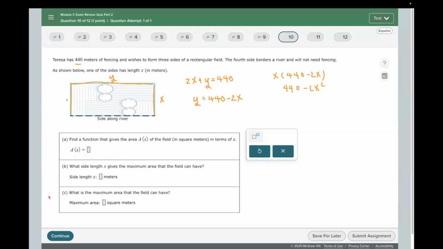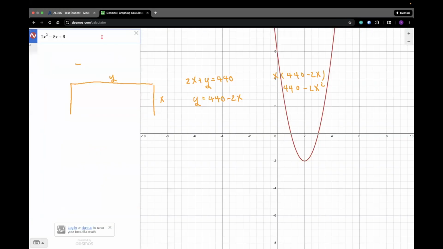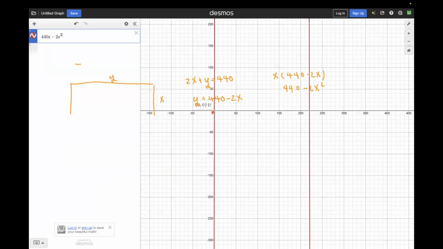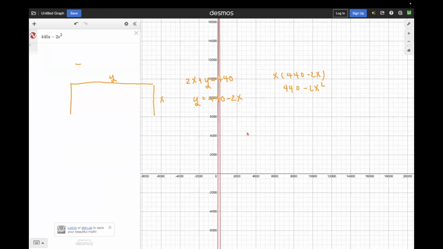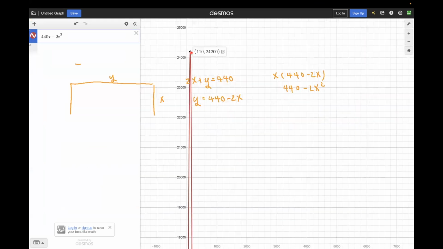All right. So 440x minus 2x squared. Very good. And it's saying what side length x gives the maximum area that the field can have? Well, A of x is a parabola, so we'll plot it and we'll see where the maximum is. So 440x minus 2x squared. And we're going to need to zoom out a bit. All right, so this happens when x is 110 meters.